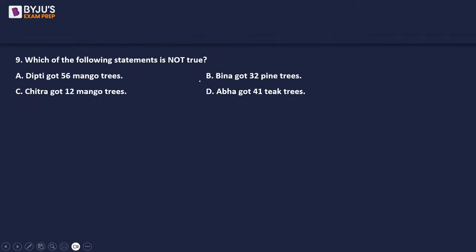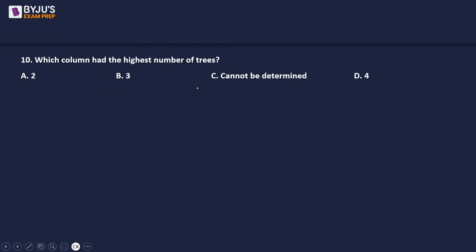Which of the following statements is not true? Bina got 32 pine trees, अभी हमने देखा. This is false. बाकी सब चेक करने का जरूरत नहीं है ना. D got 32 trees. Pine हो या नहीं हो, I don't care. 32 trees उसको मिले. Which column had the highest number of trees?